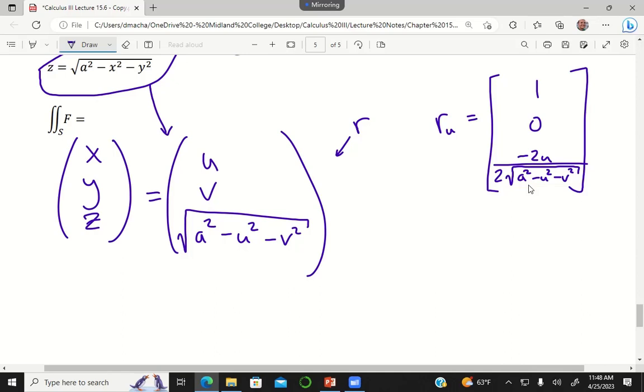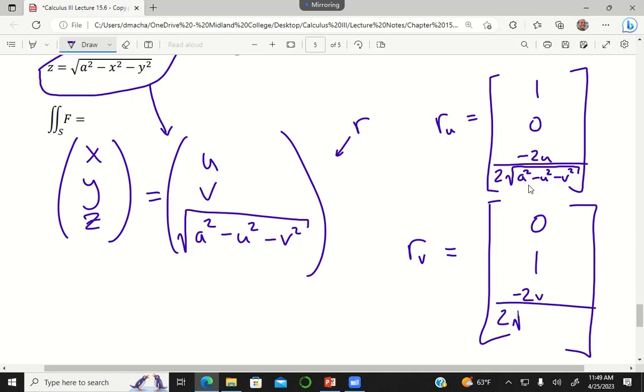Because it's the 1/2 power, if you take the derivative, you bring down the 1/2, so I get the 2 in the denominator. Then the 1/2 power becomes the negative 1/2 power, which puts the whole square root in the denominator. Then the chain rule says times the derivative of the inside, which would be negative 2u in the numerator. Okay, so that's r sub u. And then the partial with respect to v would be the vector 0, 1, and then the same thing but with v: negative 2v over 2 square root a squared minus u squared minus v squared.